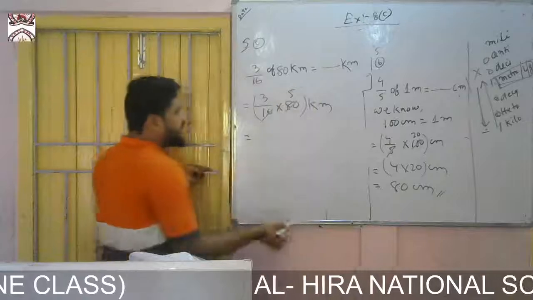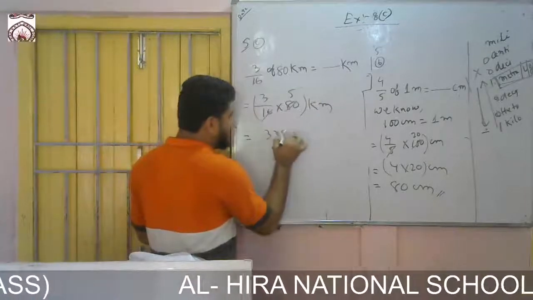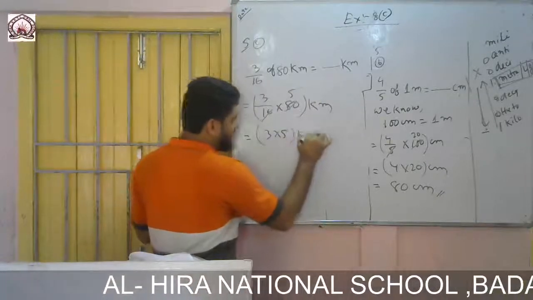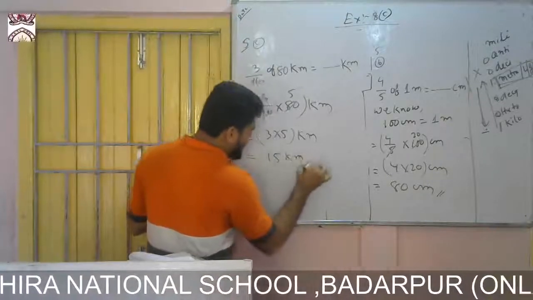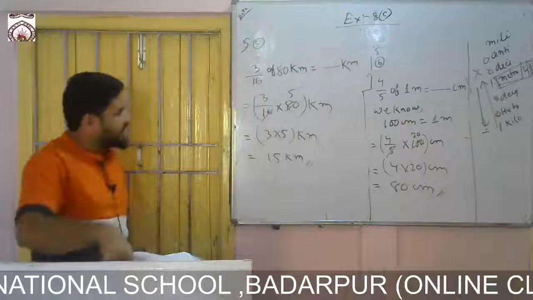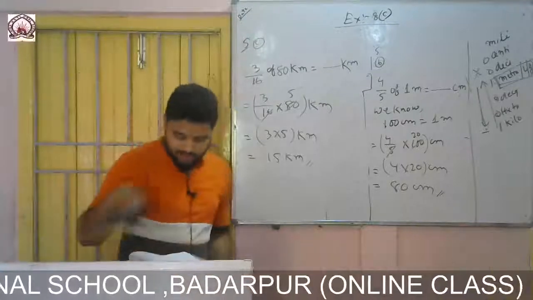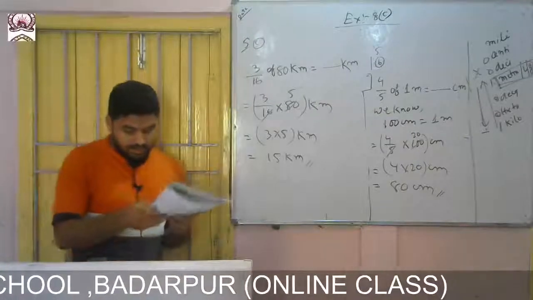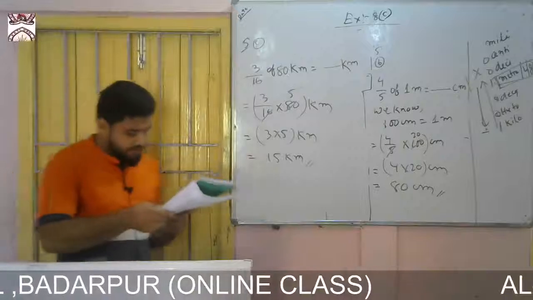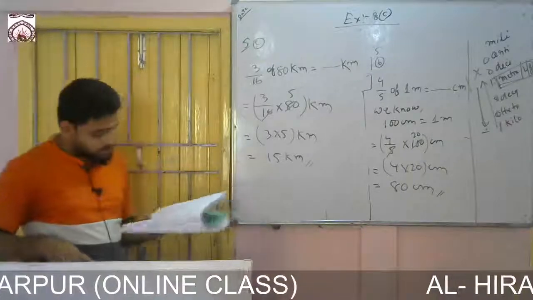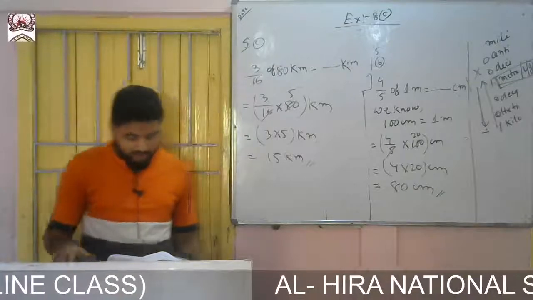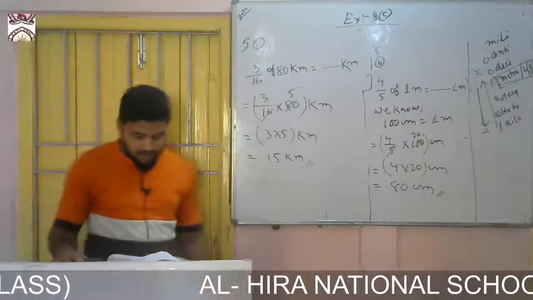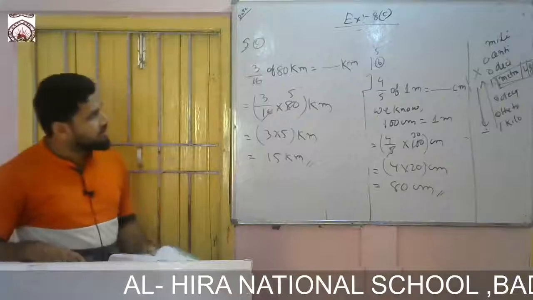5 16s are 80. So 3 into 5, kilometer, it is 15 kilometer. Okay, then now come to question number 6. So question number 6, what is there? 11 by 20 of 1 liter equals to how many milliliter?